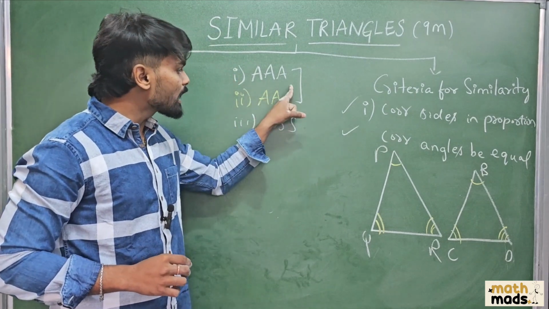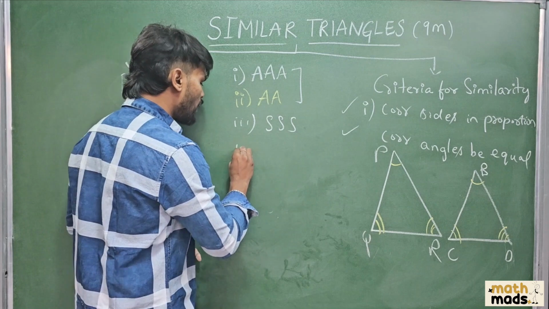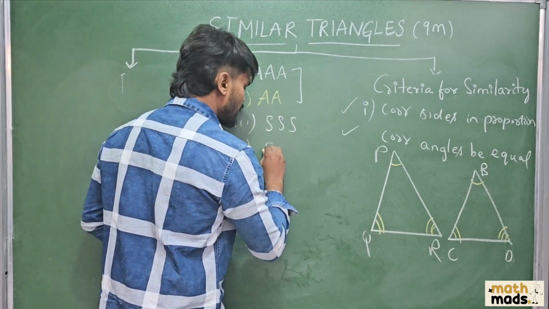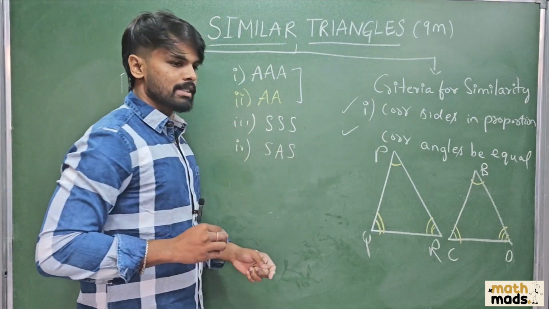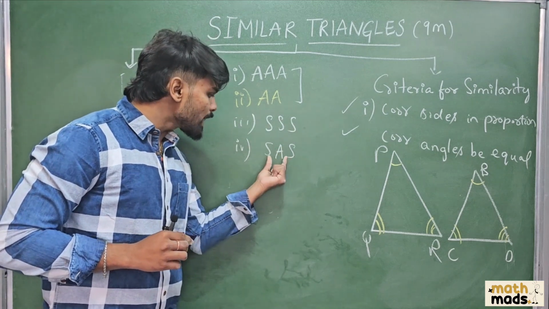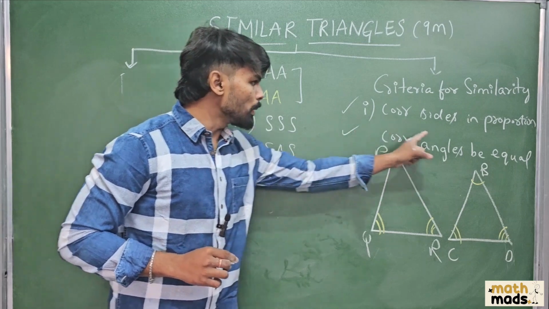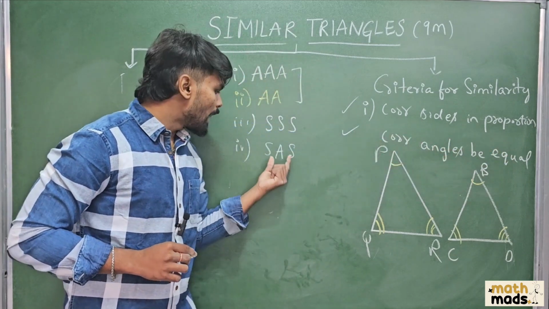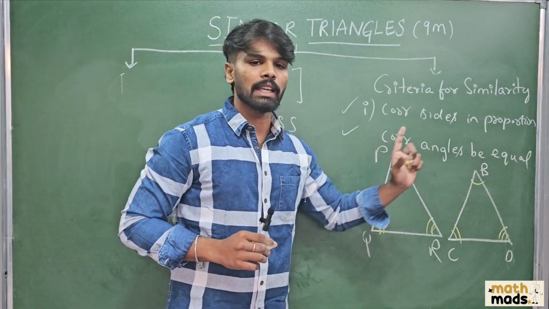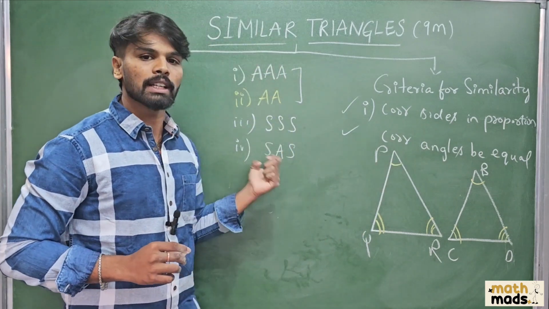Now let us include angles as well as sides. You have already learned this in congruency. The criteria is SAS. But in congruency, 2 sides and the included angle should be equal. Here the 2 sides should be in proportion. That is the criteria. And the included angle should be equal. These are the 4 criteria.